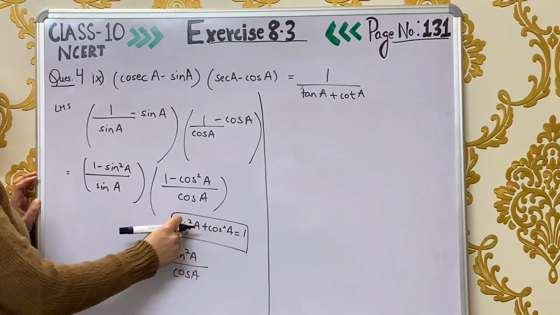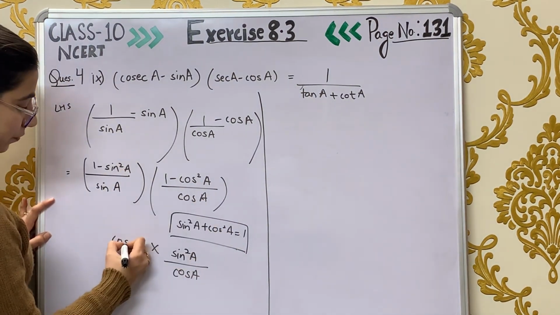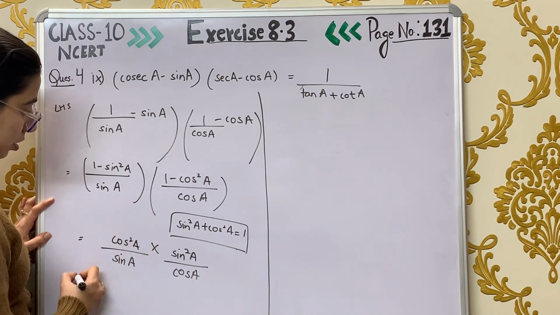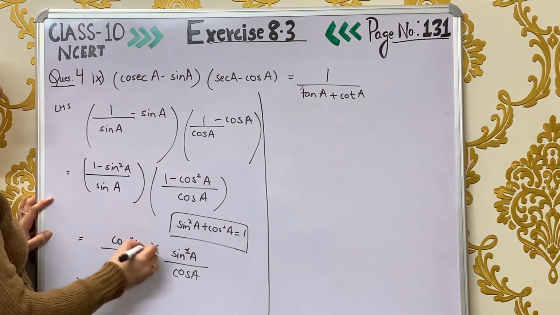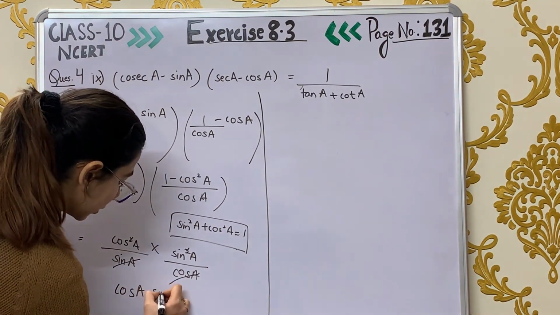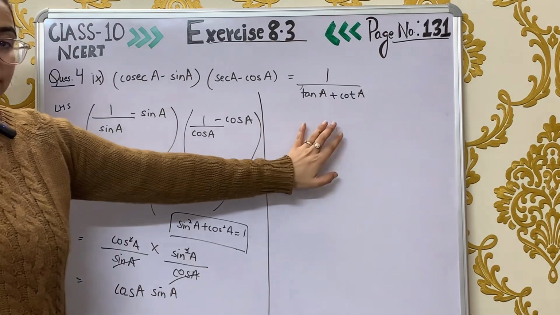And 1 minus sine square a is nothing but cos square a. You can write this as cos a by sine a. Now this cancels with this and this cancels with this. What I get is cos a into sine a. Let's solve the RHS separately.